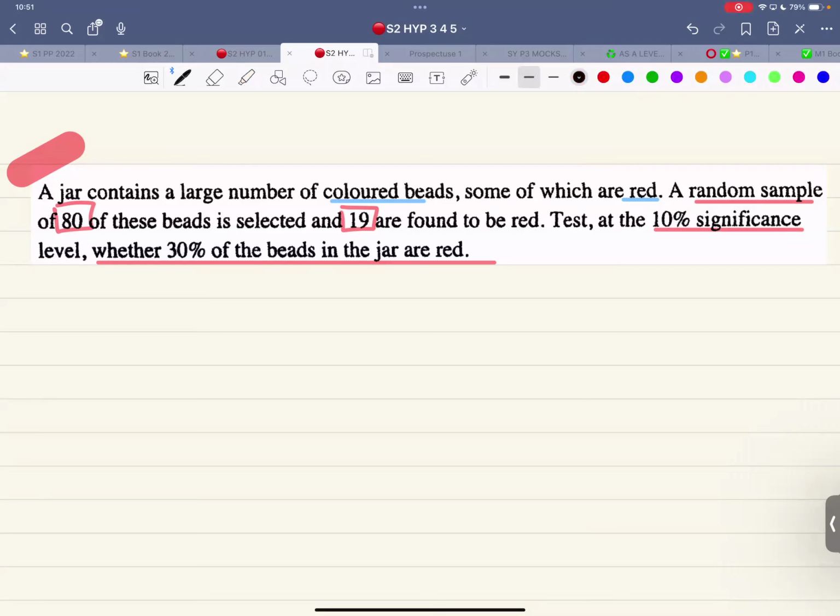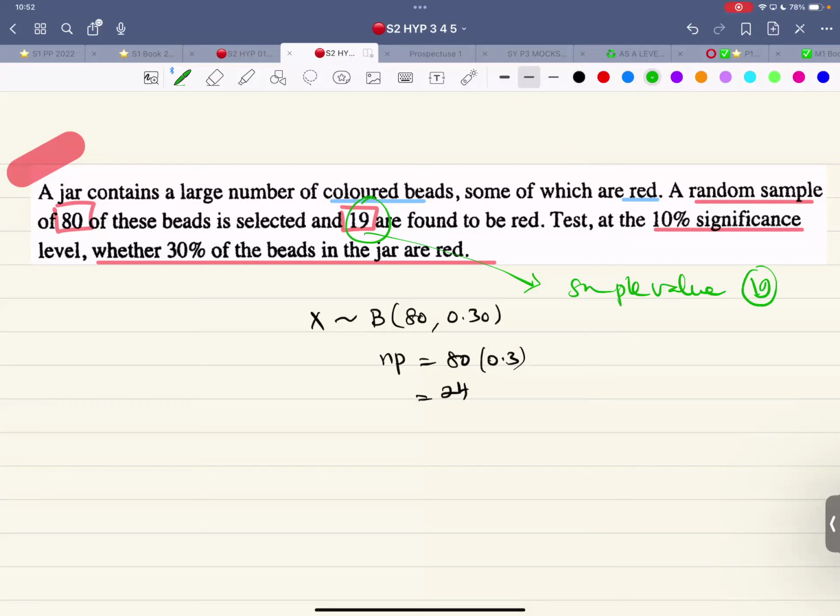So let me first do the preliminary working over here. X follows a binomial distribution. 80, 30% is your probability of success. Let me only calculate NP, which is 80 into 0.3, which comes out to be 24. I just want to emphasize the fact, what is the direction in which we will do the calculation? Now, this is the sample value. So 19 is the sample value, and this sample value is lesser than the mean. So therefore, you should go in the lower tail direction.